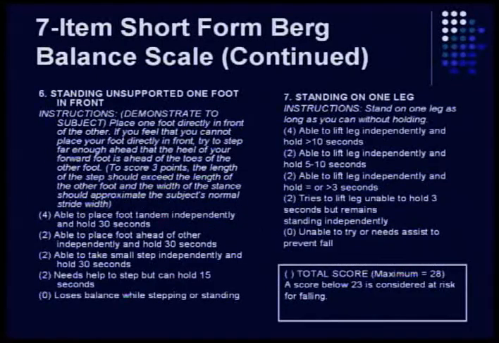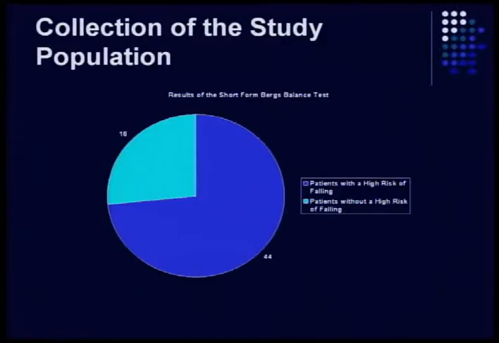Still other exercises, such as the one described in Step 7, are scored based on the length of time a patient can hold a certain position. When gathering the study population, 60 short-form Berg Balance Scales that were collected at South Point's physical therapy unit were reviewed. 44 of these scales had a score of 23 or below, and thus had a high risk of falling.